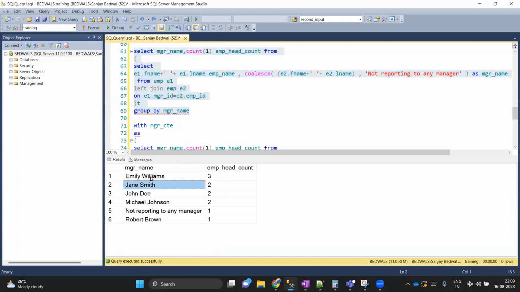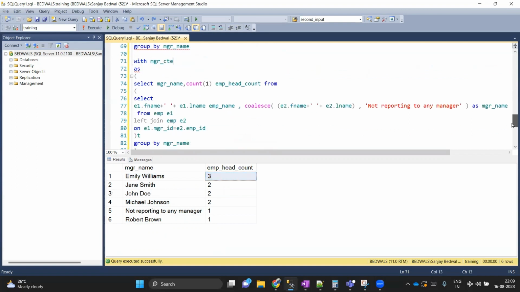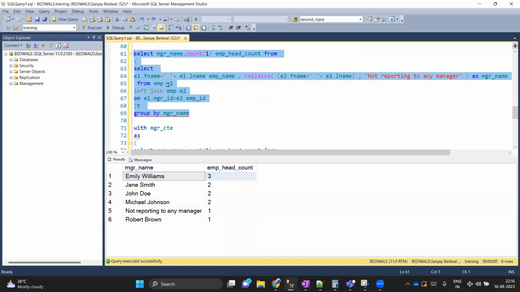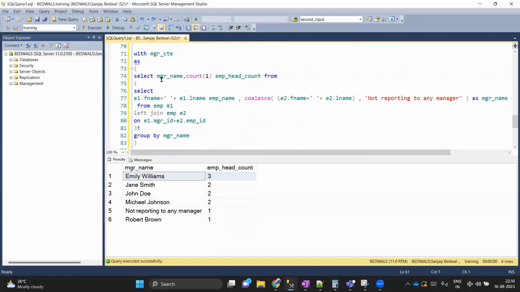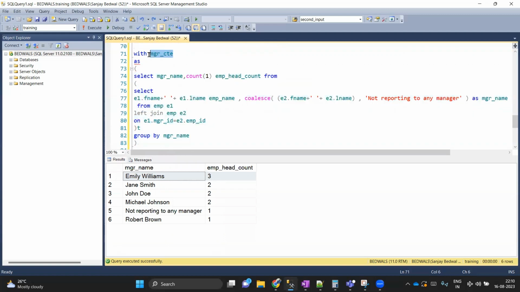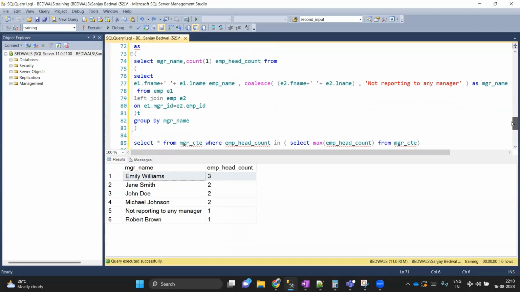So let's try to run this query and see the output. All right, now we have all the manager names and the employee head count corresponding to them. As we can see, Emily Williams is the person having the maximum number. Now the only thing is to write a query in such a way that we select only Emily Williams. So I'm going to create a CTE on top of this query. I have written the same query over here and created it as a CTE. Why I have created it as a CTE, we will see.